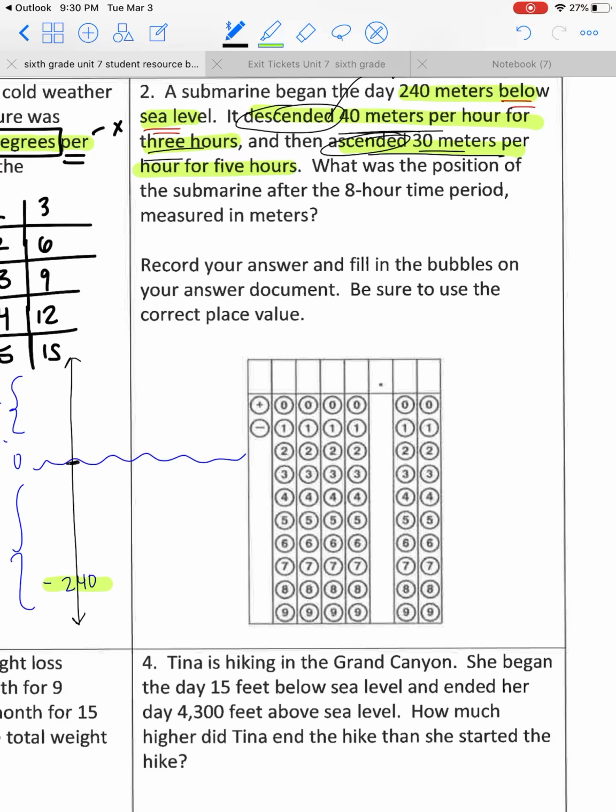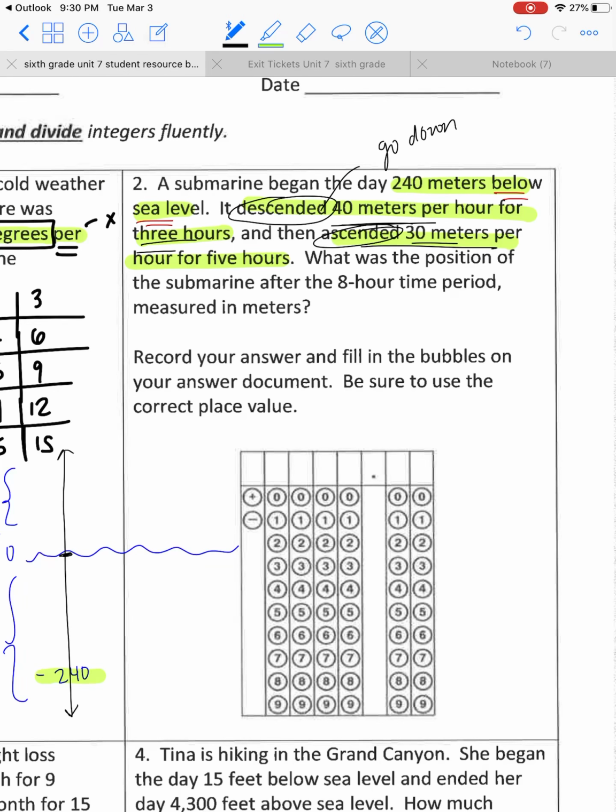You went down 40 meters every hour for 3 hours. And then you ascended. But if descended is to go down, ascended is to go up. So from that moment, you went up 30 meters for 5 hours. What was the position of the submarine after the 8-hour period, measured in meters? So we're at negative 240.